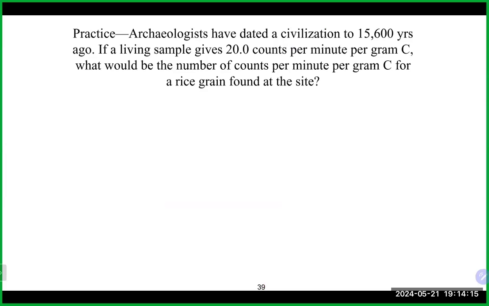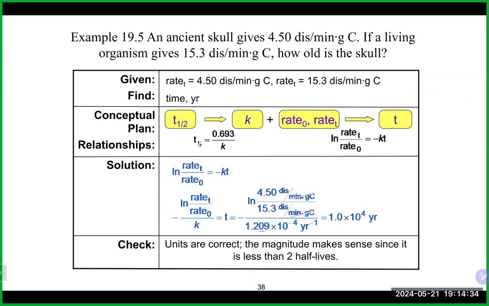If a living sample gives 20 counts per minute per gram of carbon, what would be the number of counts per minute per gram of carbon for rice found at the site? Obviously, carbon here will use our same half-life we just used there, 5730 years. All right, so see what you come up with on this one here.